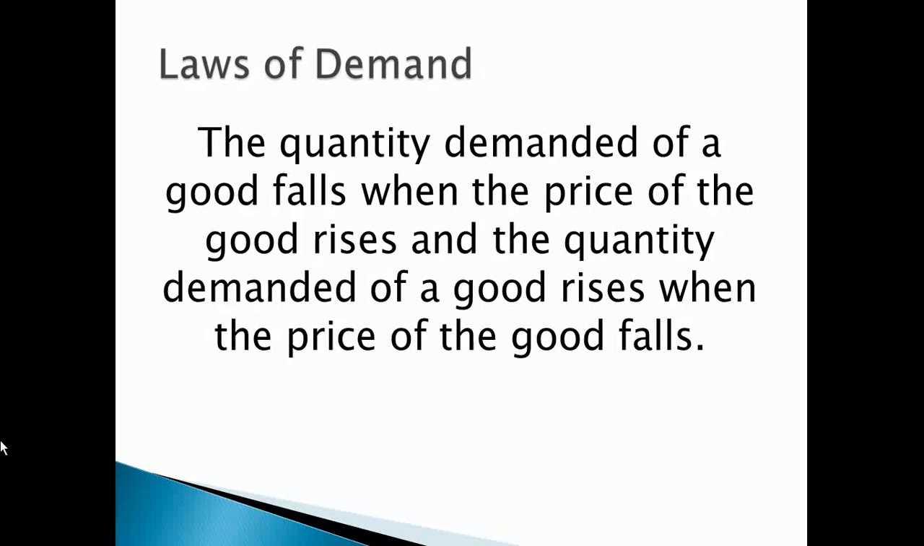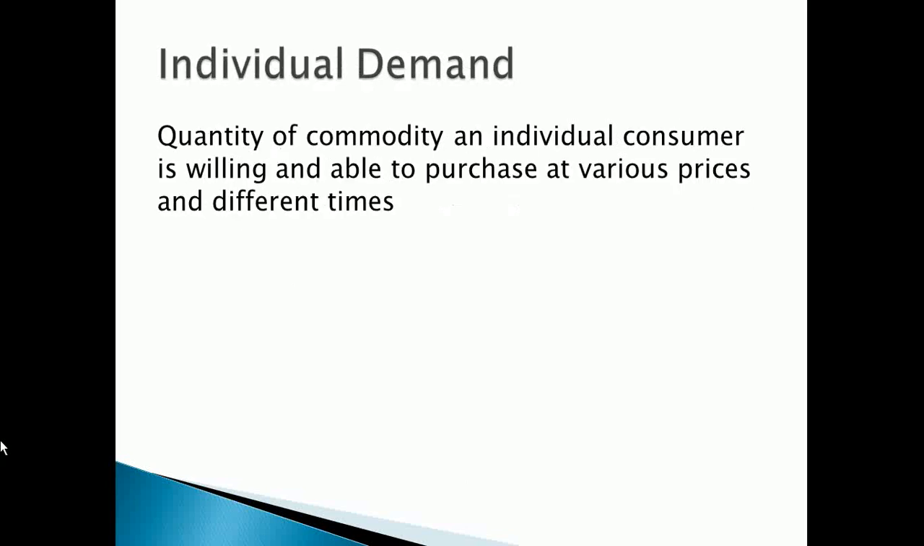Now, let's look at individual demand. Individual demand is the quantity of a commodity one person is willing and able to purchase at various prices and at different times. Let's look at this schedule. This is what an individual is willing to purchase: the quantities of lollipops willing to purchase at different prices. We can see when it's 0.50 pula, that means 50 thebe, he was willing to buy 10. But when it's 2 pula 50 thebe, he was willing to buy only 2. This is depicting the law of demand.